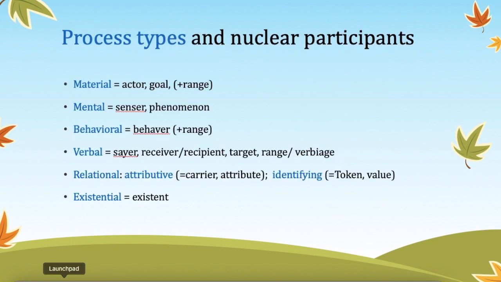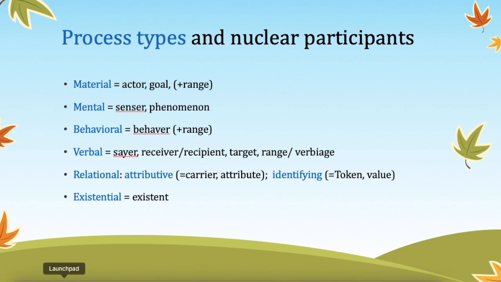Process types and nuclear participants. The participants of material process are actor, goal or range. Mental process has sensor and phenomenon as its participants. Behavioral has the participants called behaver and range. Verbal process has sayer, receiver or recipient, as well as range and verbiage as participants.